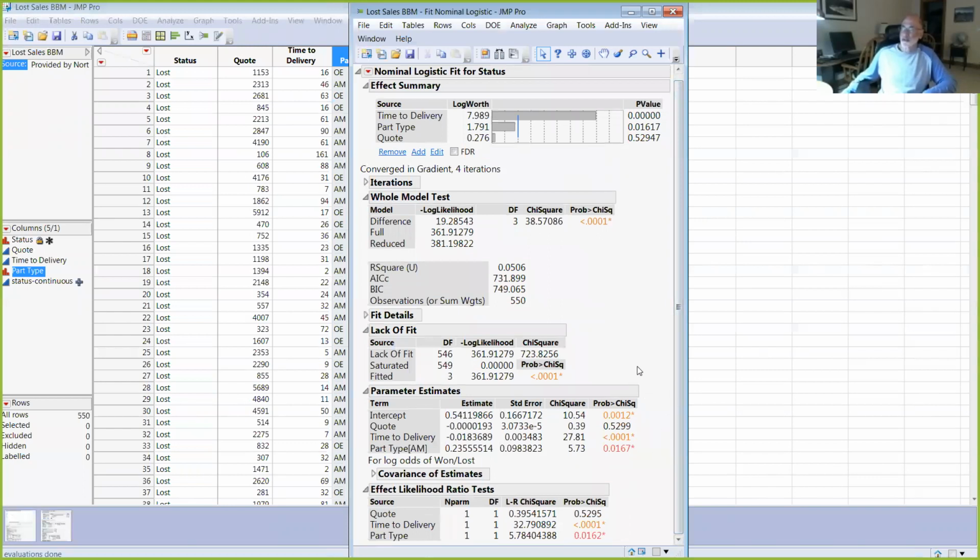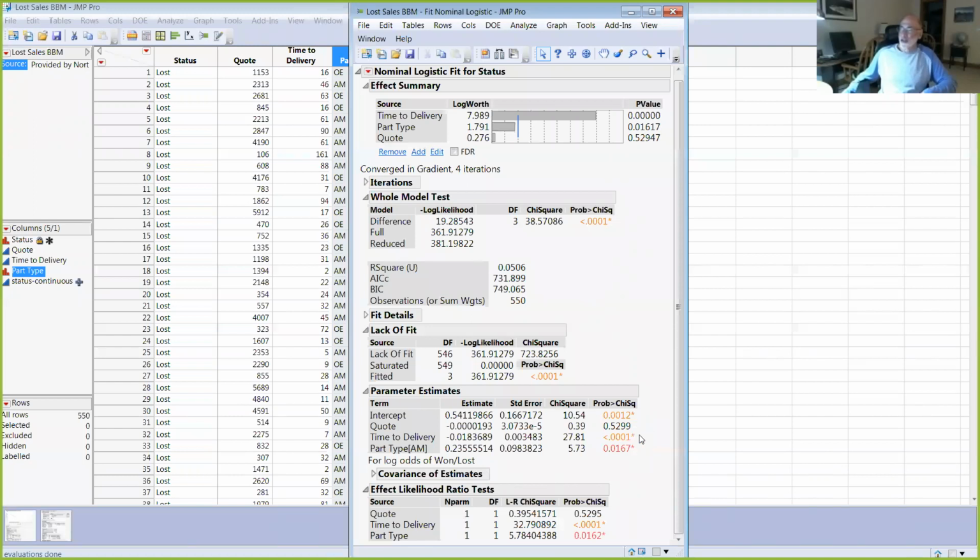So you run this nominal logistic, and the interpretation is pretty much the same as what we did in linear regression, except that the y variable is now a nominal variable. It's a nonlinear relationship we fit. It actually is estimating the log odds of won versus lost, and I'm going to get to that terminology in a moment.